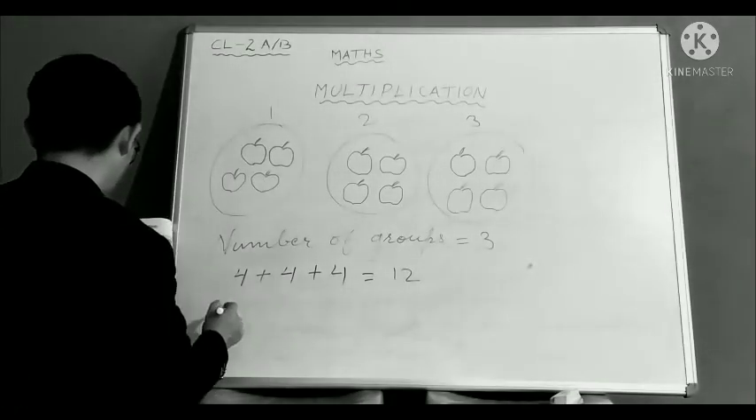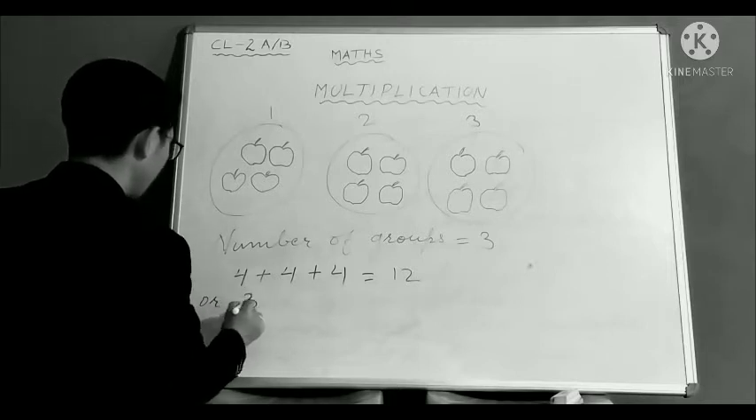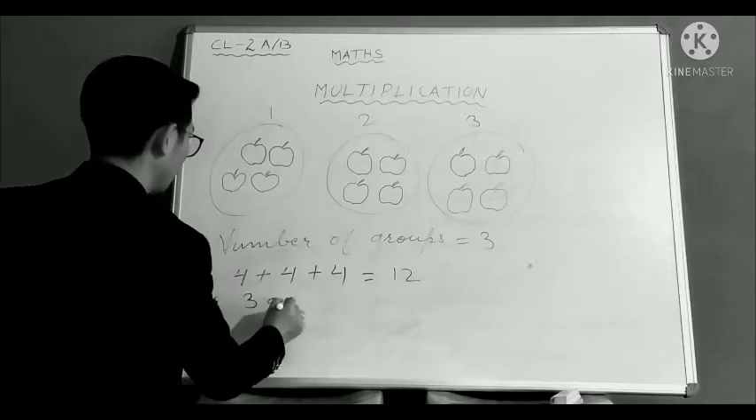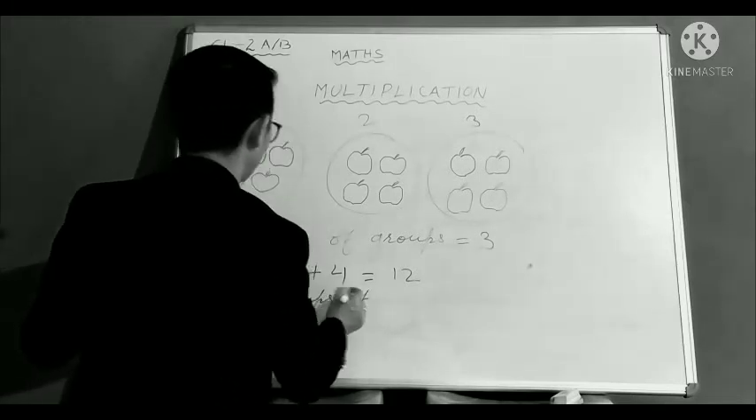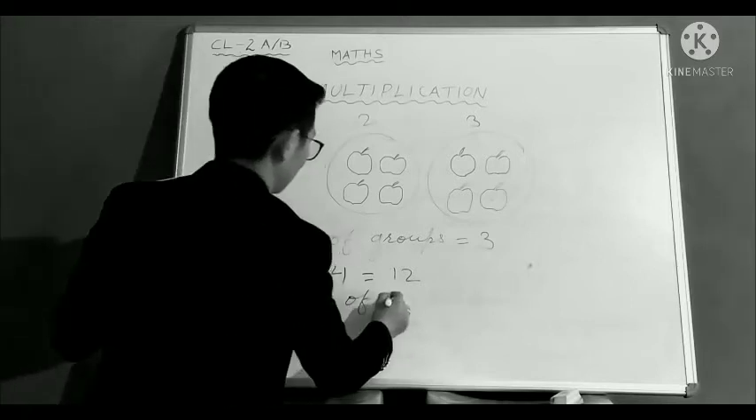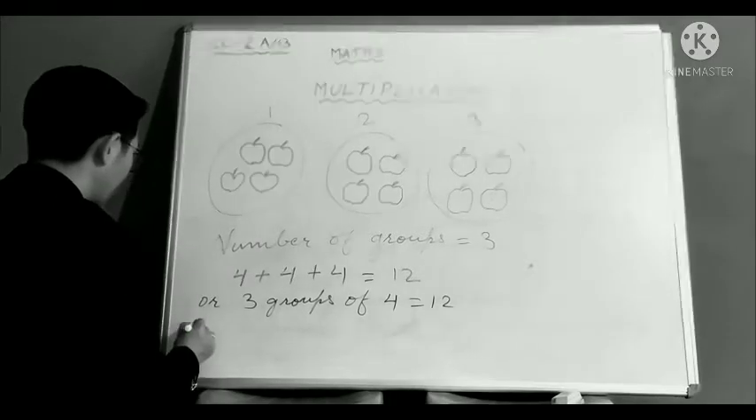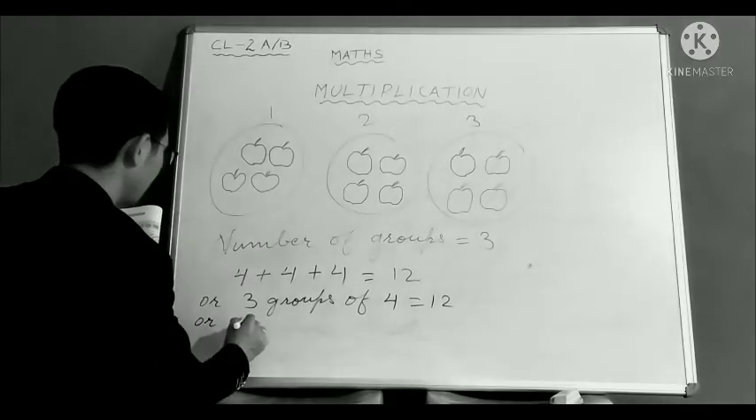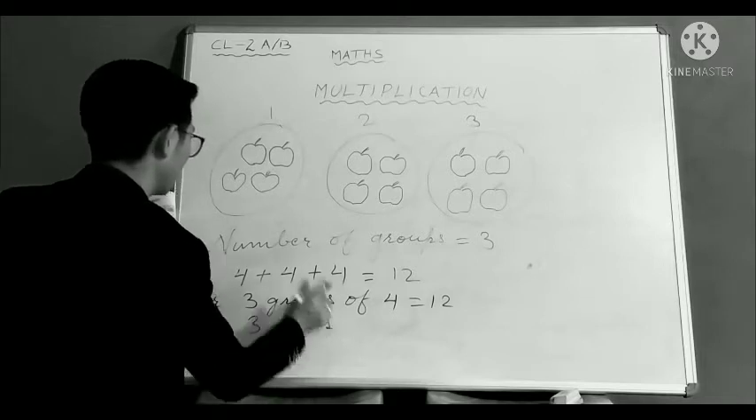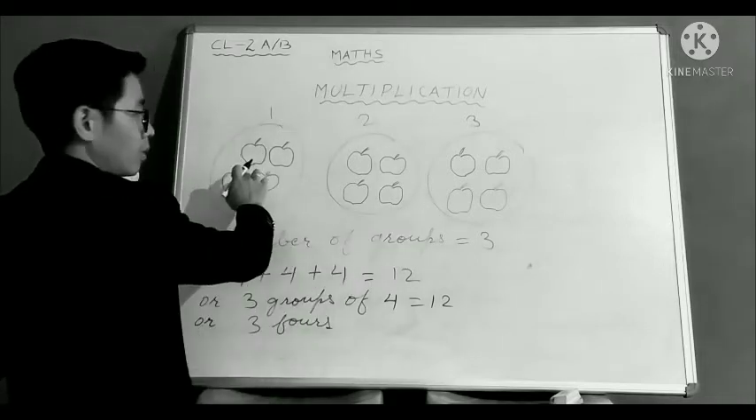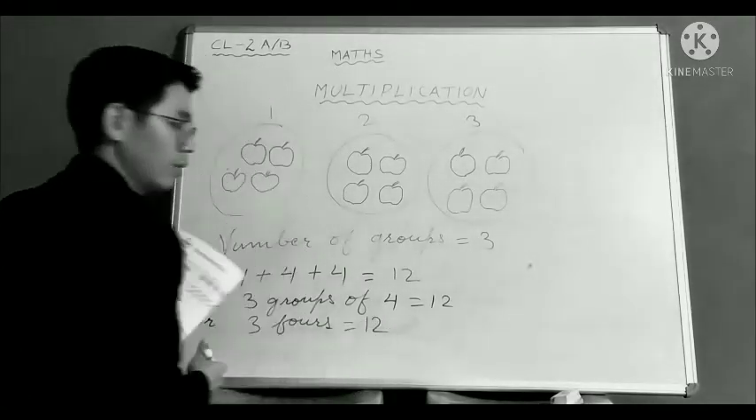Next, you can write it as 3 groups. How many groups are there? 3 groups of 1, 2, 3, 4. 3 groups of 4 equals 12. Or you can also write like this: 3 fours. 1, 2, 3 fours. 3 fours equals 12.